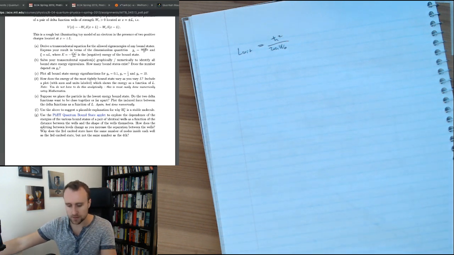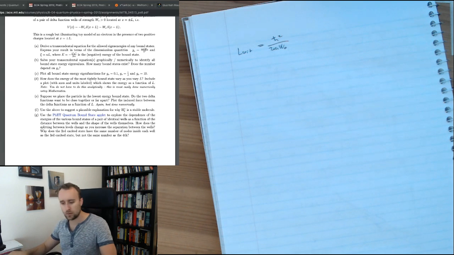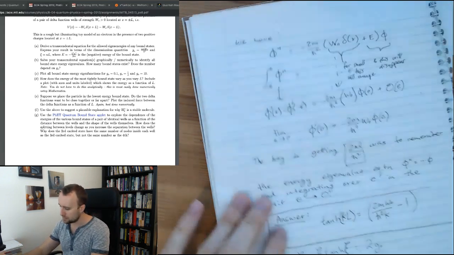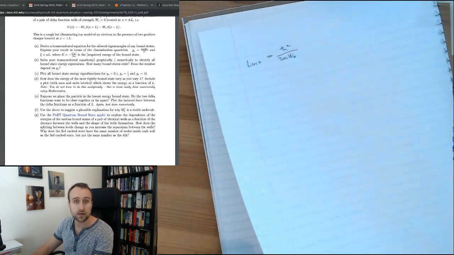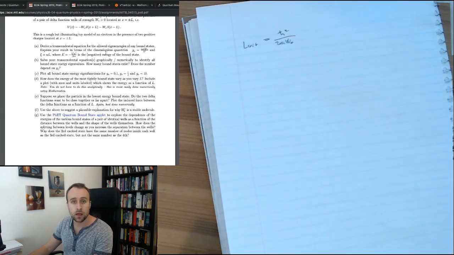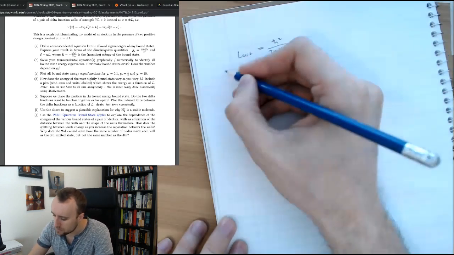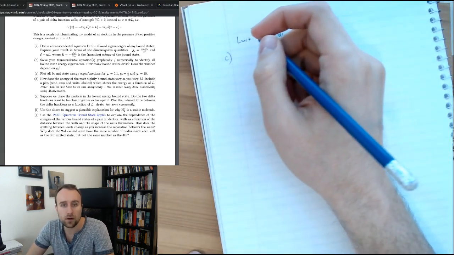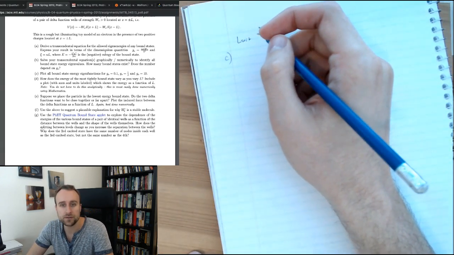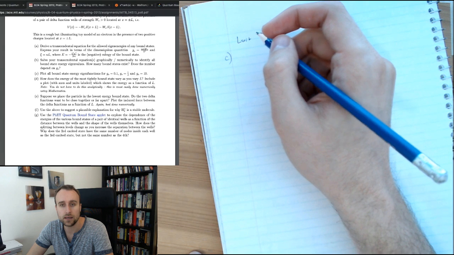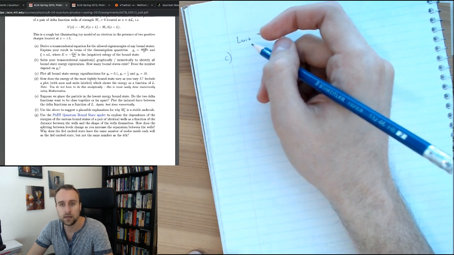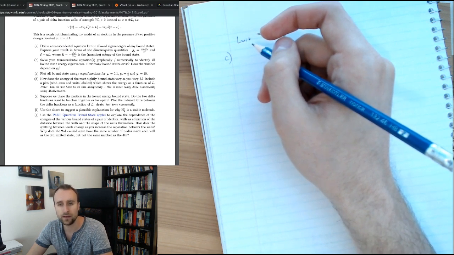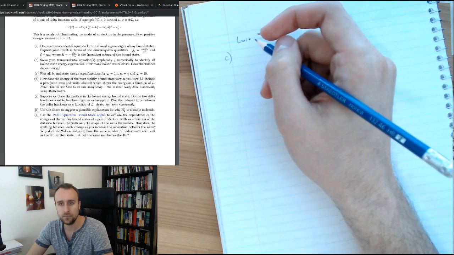We're back on solving more problems. So, where did we leave off? I just finished B. All right, so let's work on C here. Plot all bound state energy eigenfunctions for G naught equals 0.1, G naught equals 1/2, and G naught equals 10.